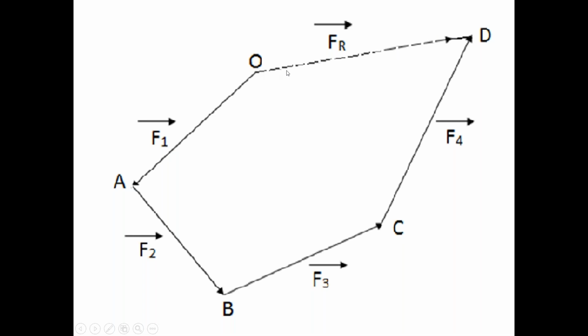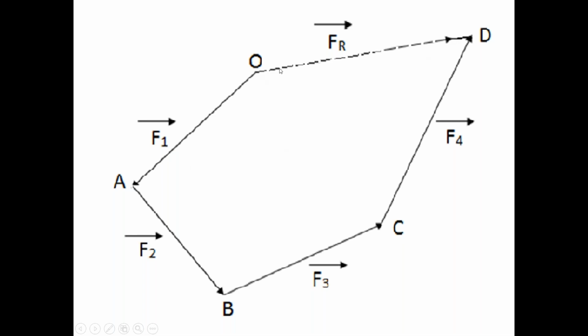For the closing side OD of the polygon, indicate the direction at point D. Check this direction. On the closing side of the polygon, the direction is opposite to the remaining directions. This direction is opposite to the force F4 bar direction. This direction is opposite to the force F3 bar direction. This direction is opposite to the force F2 bar direction. This direction is opposite to the force F1 bar direction.